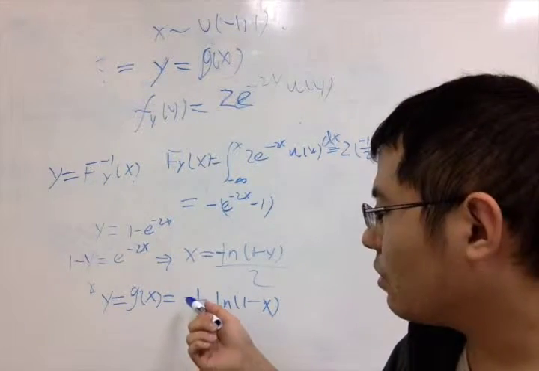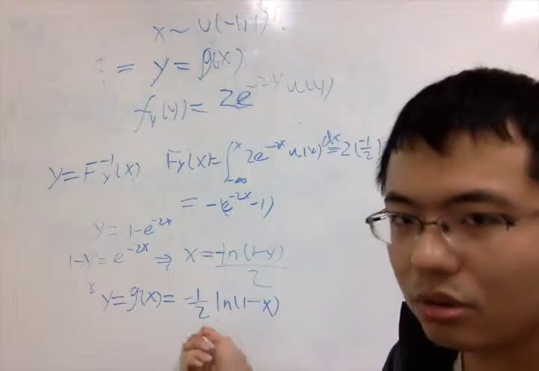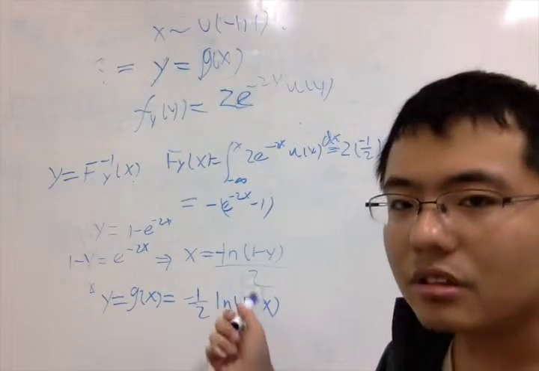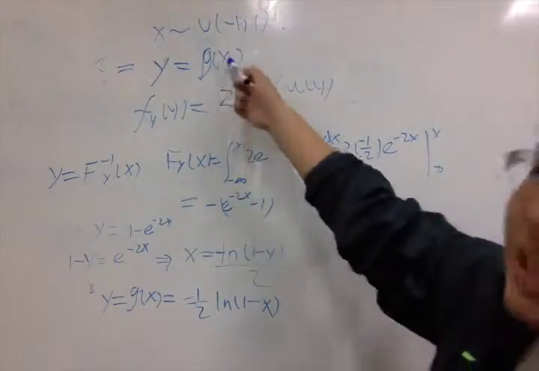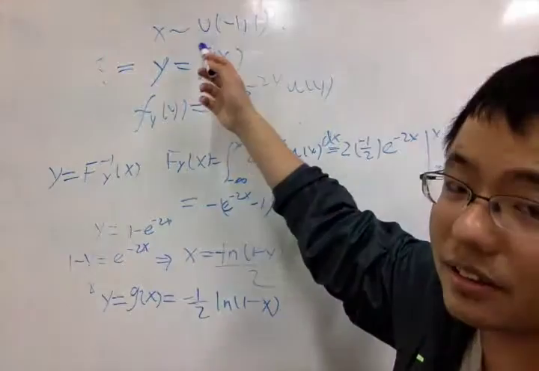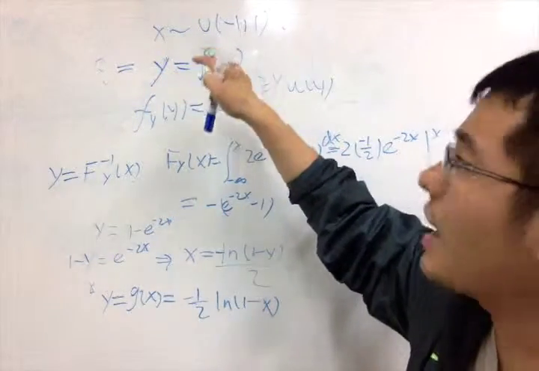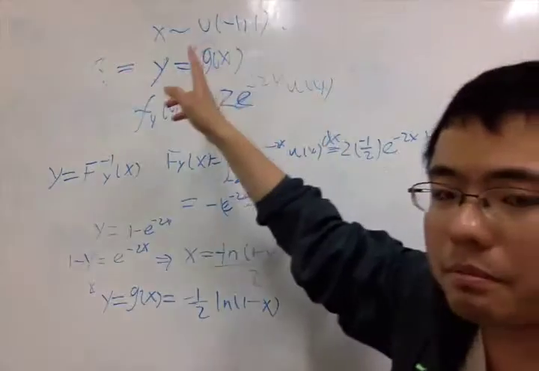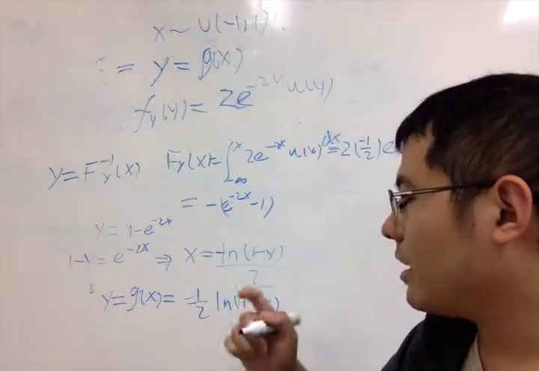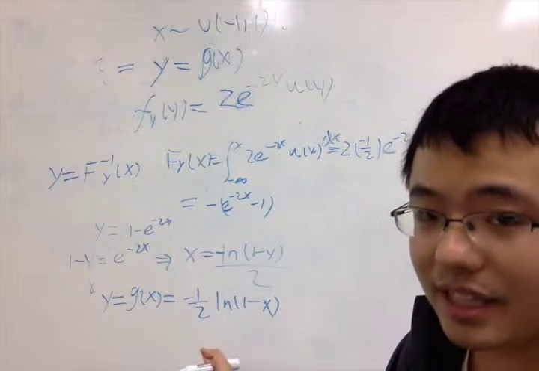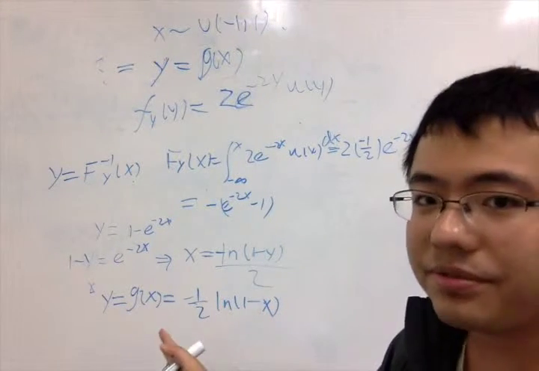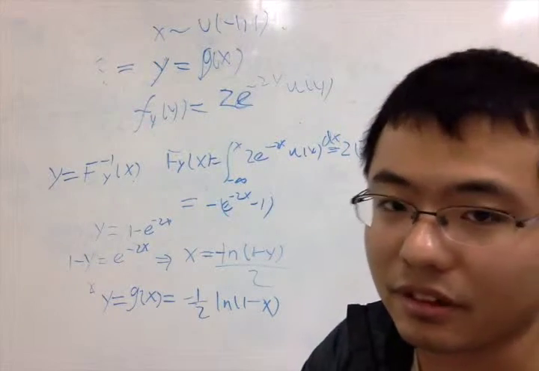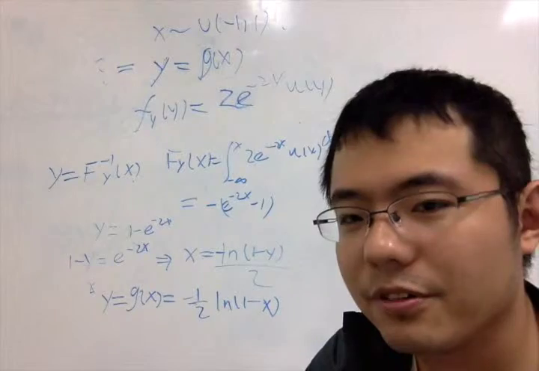It's like 1 - 1/2 ln(y) minus x. So take a look at the area where x is defined. X is between -1 and 1. So you can see that this functional relation is valid. So from another angle, it verifies our answer.